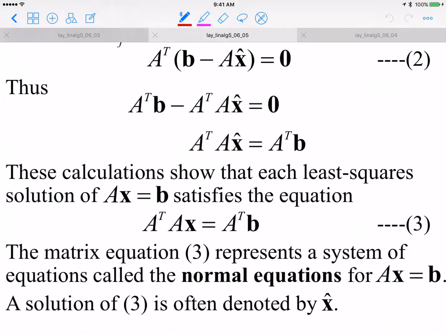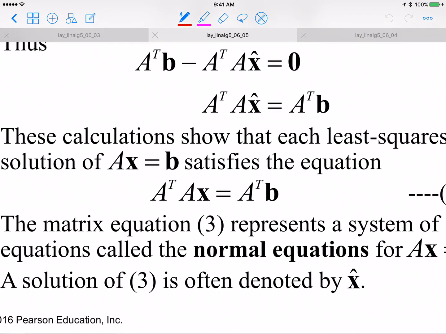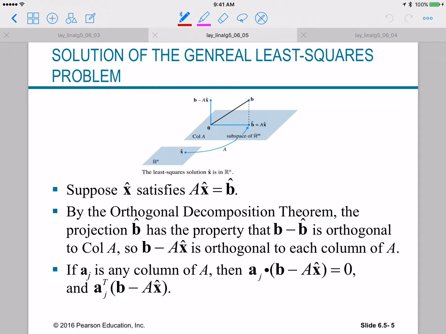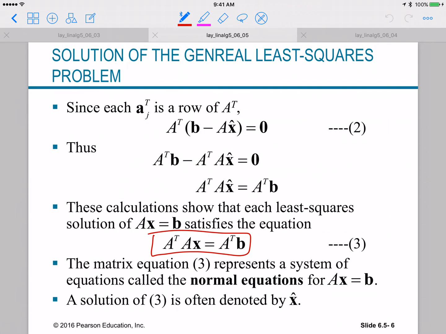Okay, so instead of looking at my handwriting, let's look at the cleanly printed slides. This is the final equation that we obtained. This equation has a special name: the normal equation. So this linear system, or matrix equation, is called a normal equation.